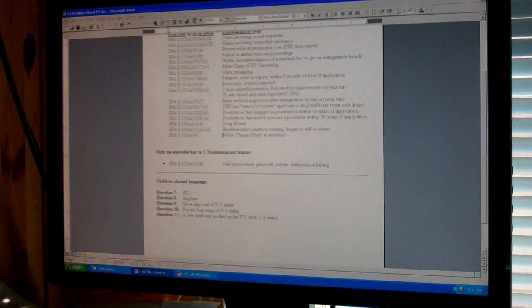The only unwaivable bar is to be a Nazi persecutor or have participated in genocide, torture, or extrajudicial killing. And also we have information if a child is going to be needing the I-192, but they are not going to be needing that.